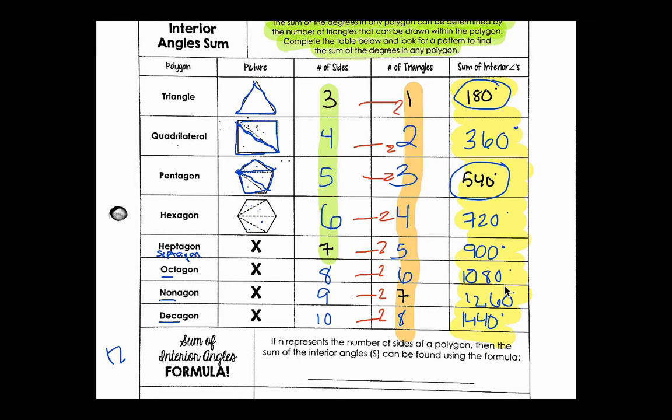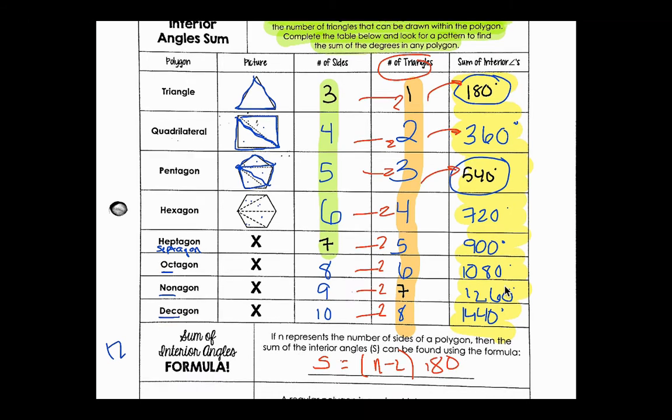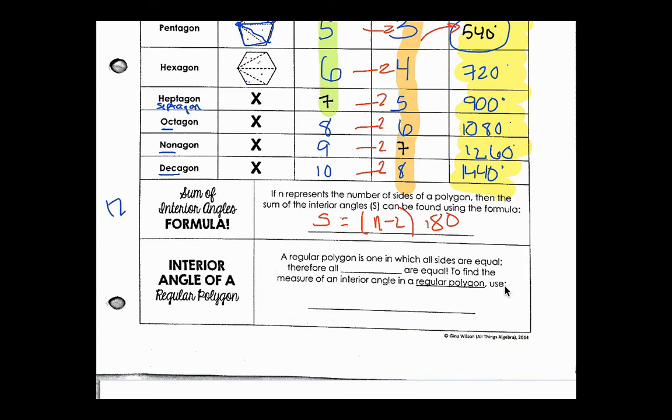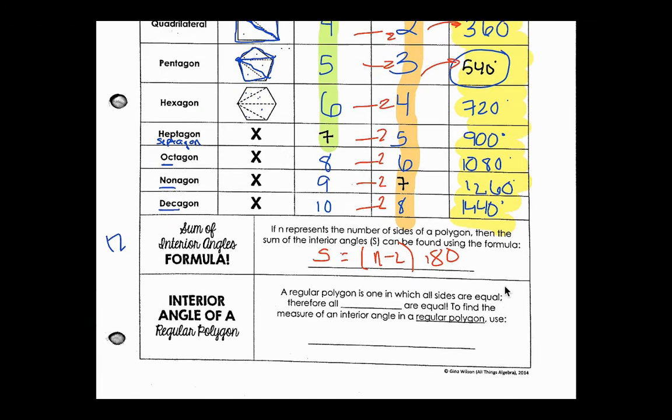So the sum of the interior angles of a polygon is equal to that number of sides. We've talked about how in math n always means the number of something. So the number of sides minus 2, that's going to get us our number of triangles. And then what did we do from here to here? We multiplied by 180. And so that is our formula for the sum of the interior angles, so that we don't have to do that whole chart. And that goes for any quadrilateral, like I said, or any polygon.